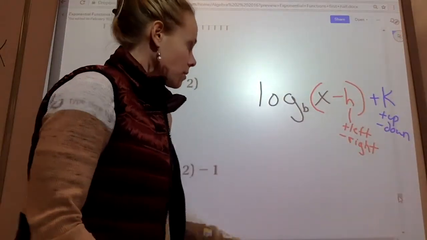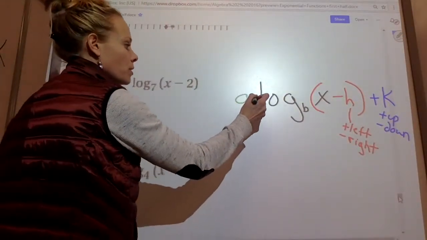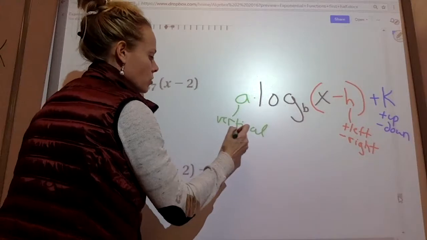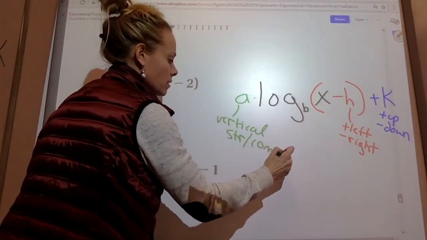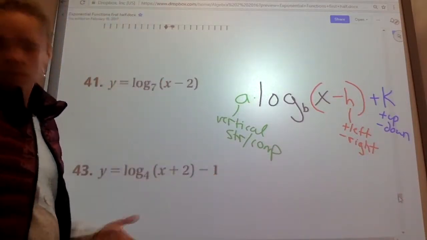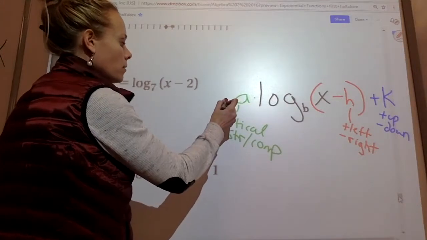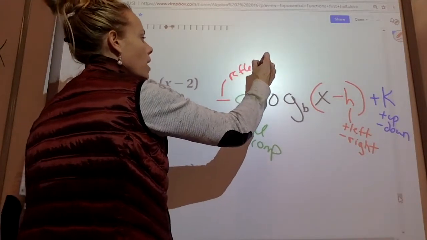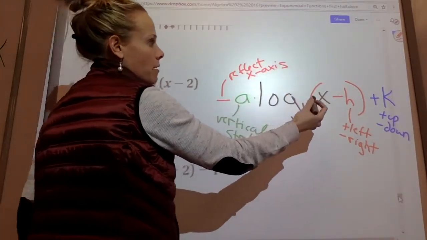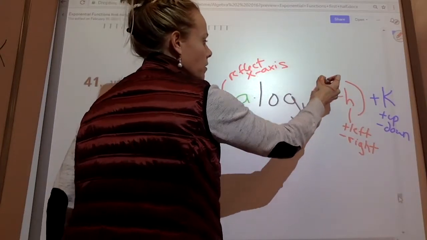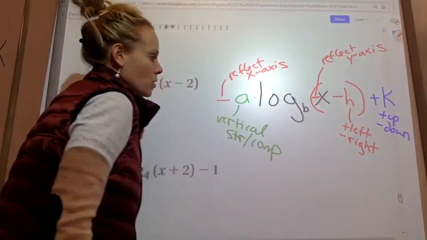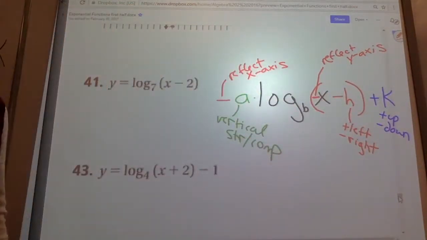Of course, if I multiply by a number, that's a vertical stretch or compression. So if I multiply log out here, this would be a vertical stretch if it's bigger than 1, compression if it's less than 1. And then, of course, if I have negatives, negatives always mean reflection. So if I have a negative here, that's going to be reflect over the x-axis. If I have a negative inside, that's reflect over the y-axis. That's kind of the blueprint I can give you of all your transformations.